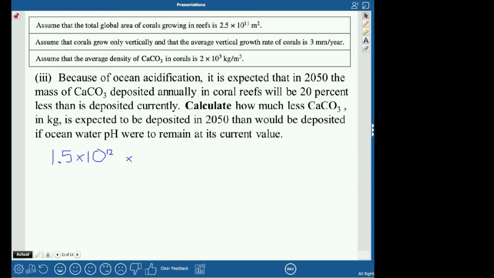20%, which is times 0.2. So when you're actually calculating it, you can just do 1.5 times 0.2, and see what that is, and then go from there. So I believe it's like 0.3. So then you can get 0.3 times 10 to the 11th kilograms, or times 10 to the 12th, sorry. I'm getting ahead of myself.